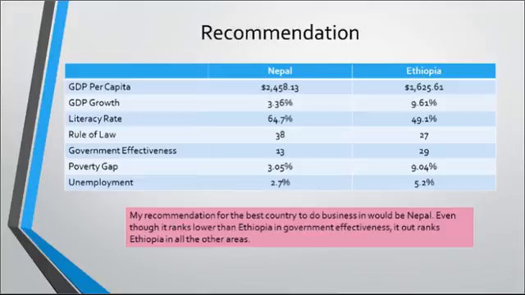Nepal would be the better country to start a business in. They have a higher GDP per capita and higher literacy rate. This means there are more educated people in Nepal. Even though Ethiopia has a higher GDP growth rate, it would be better and safer to invest in Nepal.